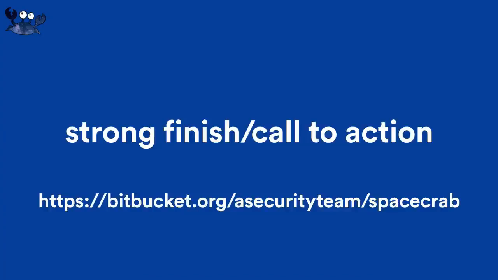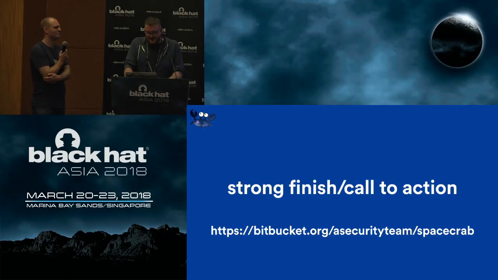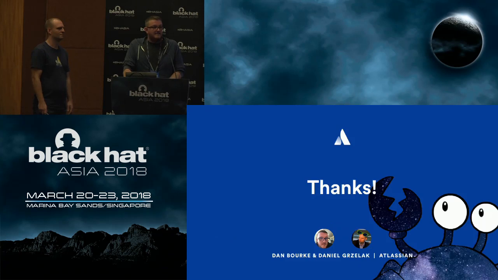Okay. We do not have a strong finish, unfortunately, but we do have some calls to action. The first is use honey tokens, put them around your network. You'll learn horrible things, and it'll be fun, and it's mostly pretty easy. And also, please contribute to SpaceGrab. It's an open source project. It's on Bitbucket. You can fork it and give us suggestions for making our JSON less horrible, or add new alerting mechanisms if that's something that you're interested in. Thanks.